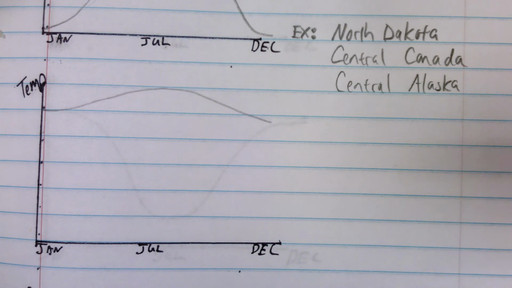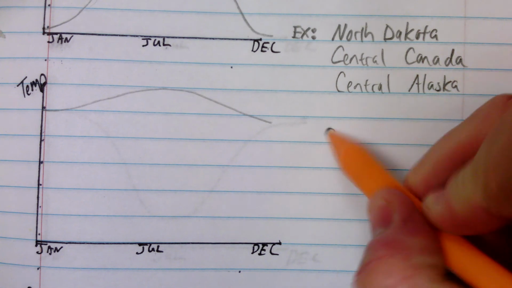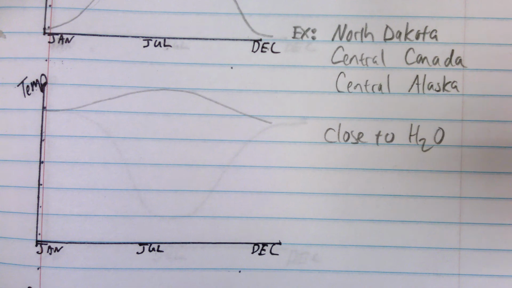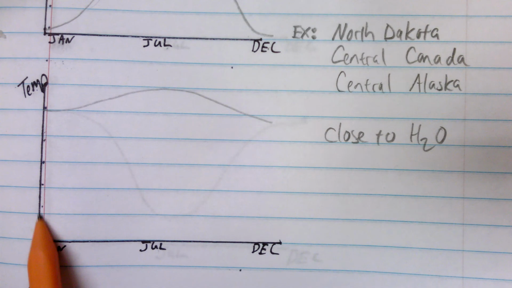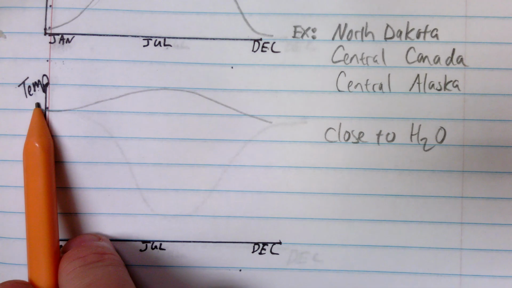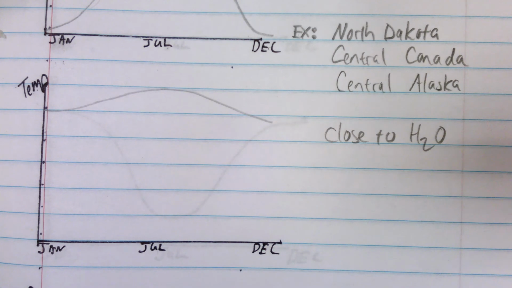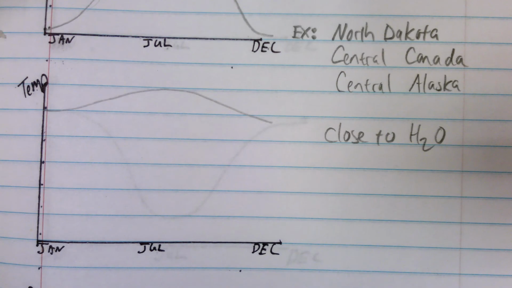Okay? If it doesn't change temperatures very much, it's probably close to the water, because we know that being close to the water means your temperatures are not going to get really, really hot or really, really cold. They're not going to change much throughout the year. But look at these temperatures. We're kind of high on the temperature scale here, aren't we? So we've got hot temperatures that don't seem to change very much.